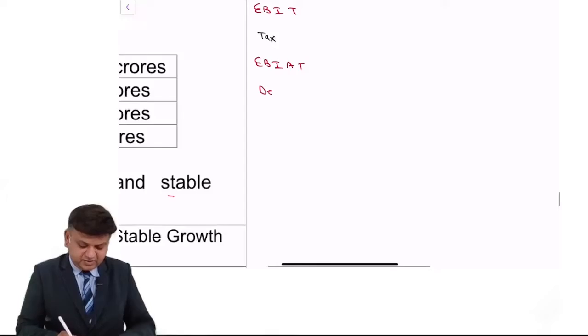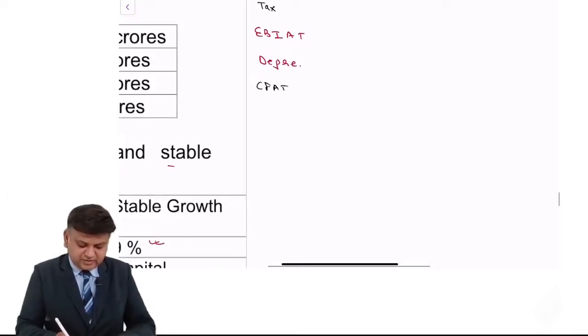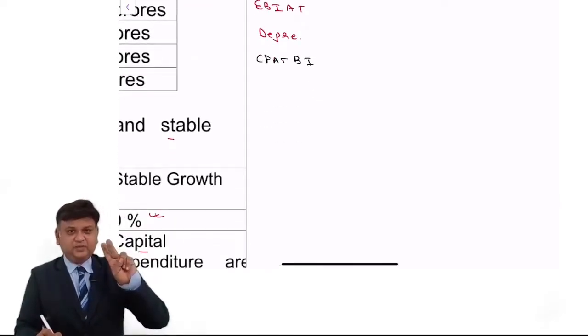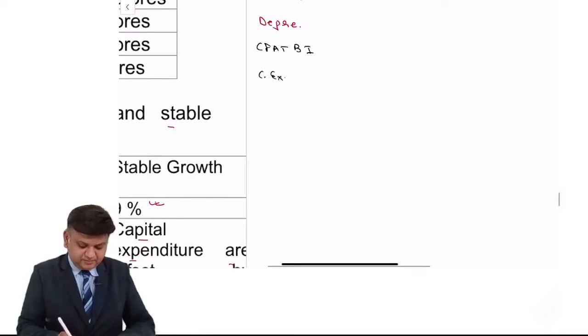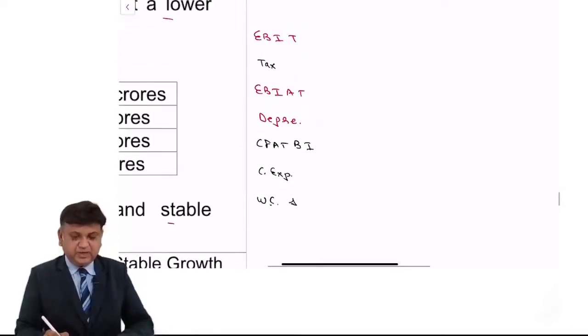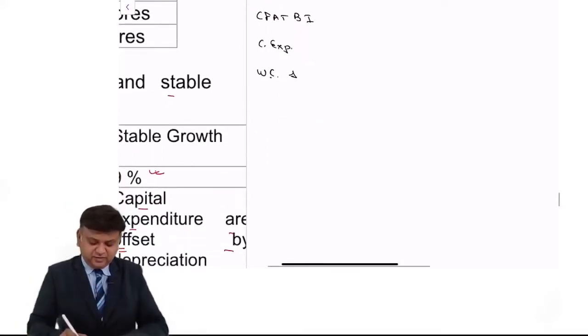Then we add back depreciation. Why? Because it is a non-cash item. Then we compute CFAT, cash flow after taxes, before interest. That is what we do. Then there are two adjustments that we are required to make. One is capital expenditure and another is a working capital change. These are the two adjustments to be made to cash flow after taxes and before interest, and afterwards we will have free cash flow for firm.